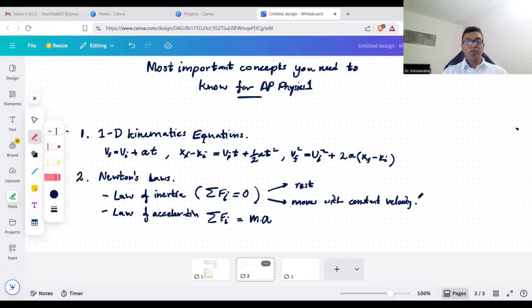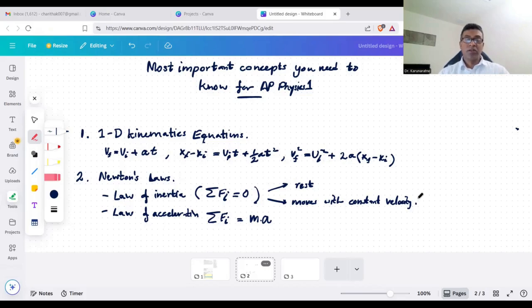Okay. First one talks about when the net force is zero. The object is at rest or moves with a constant velocity. The second equation talks about what happens when the net force is not equal to zero. The object accelerates, it changes velocity.